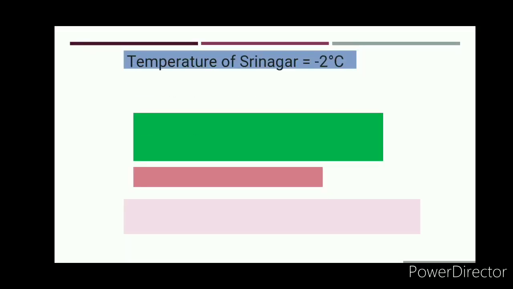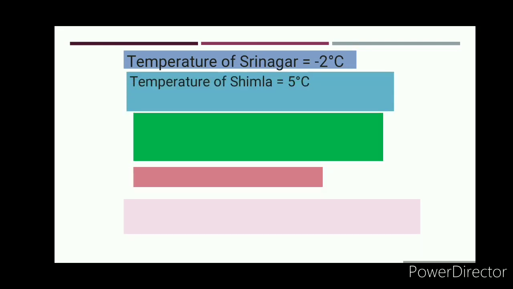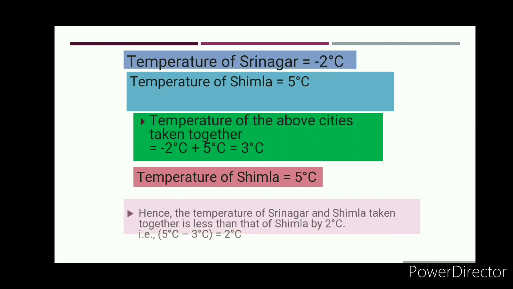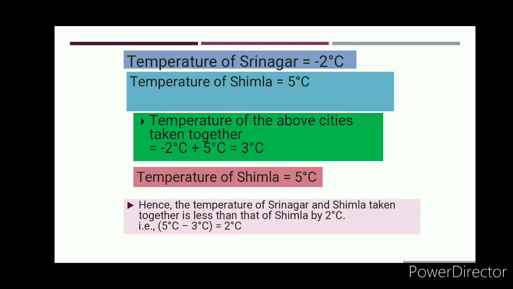Temperature of Srinagar is equal to minus 2 degrees Celsius. Temperature of Shimla is equal to 5 degrees Celsius. The temperature of the above cities taken together gives 3 degrees Celsius. Now you see, temperature of Shimla is equal to 5 degrees Celsius. This is greater than the above cities' total. Hence the temperature of Srinagar and Shimla taken together is less than that of Shimla by 2 degrees Celsius.